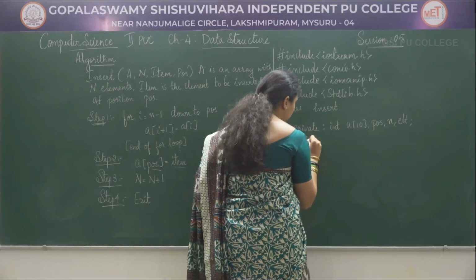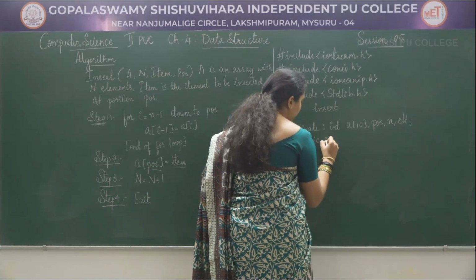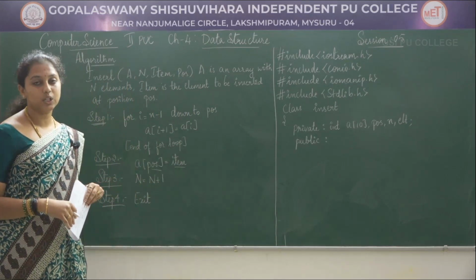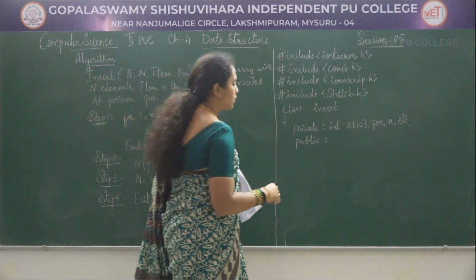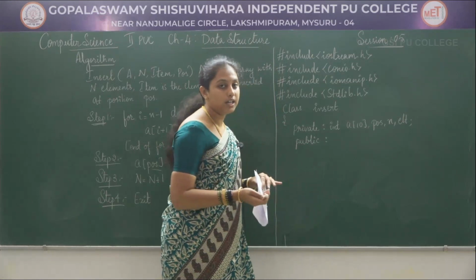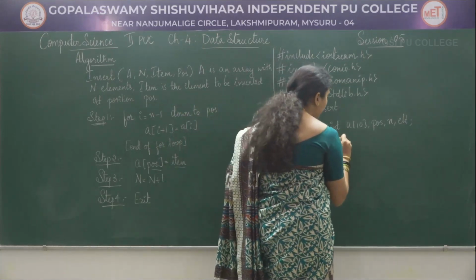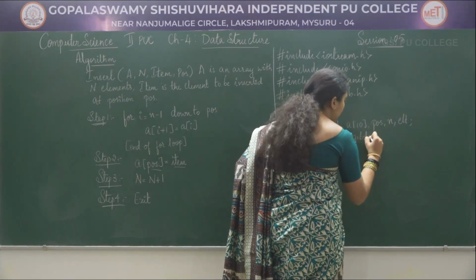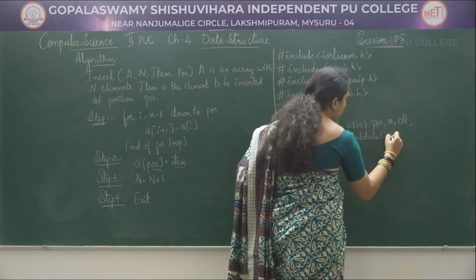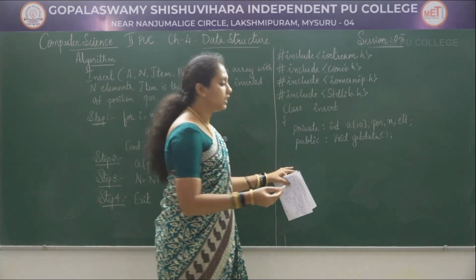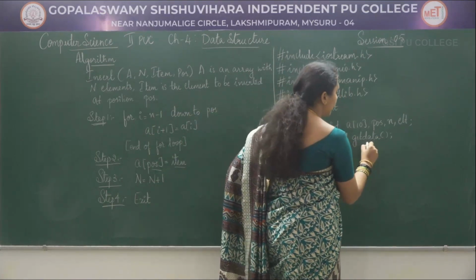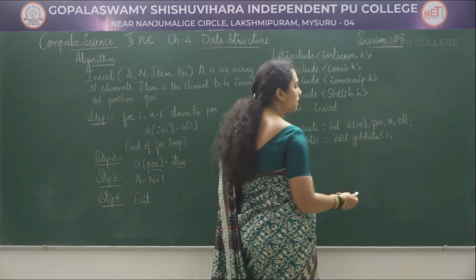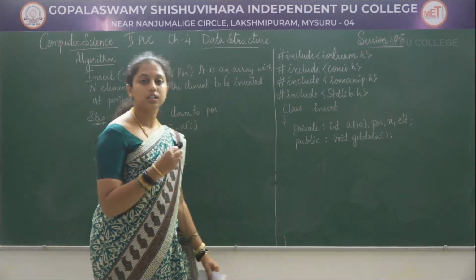In the public section, I am going to declare the functions which are required in our program. So which are the functions we require? Get data, void get data. Why the return type is void? Because this function is not returning any value. So the return type is void get data function. So get data function is used to accept the required data from the user.